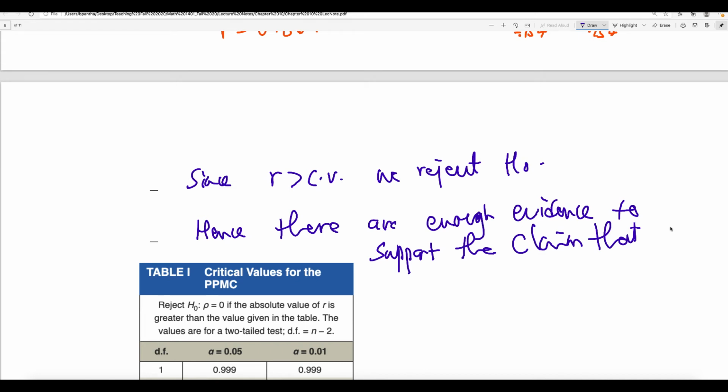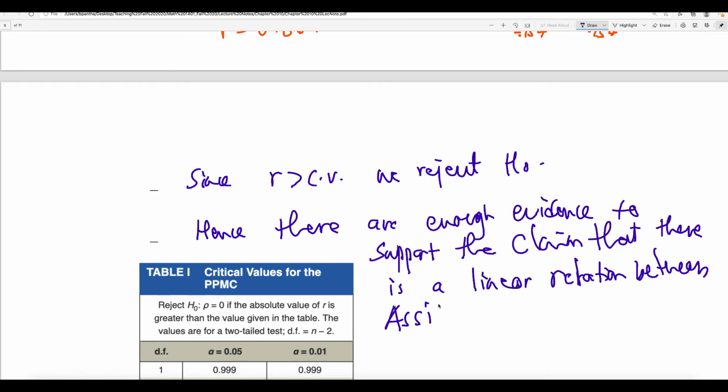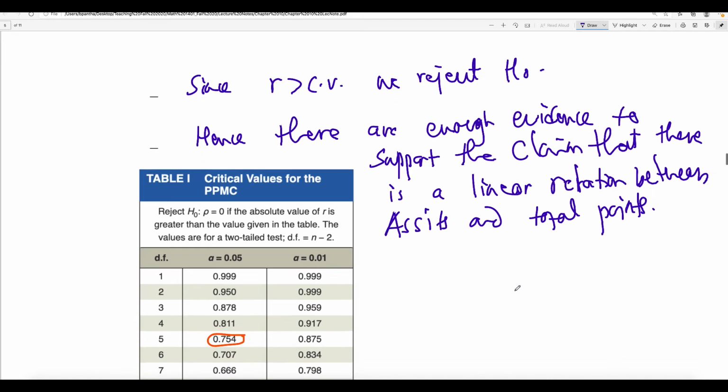Claim that there is a linear relation between assist and total points. Okay, that's how you write the conclusion.